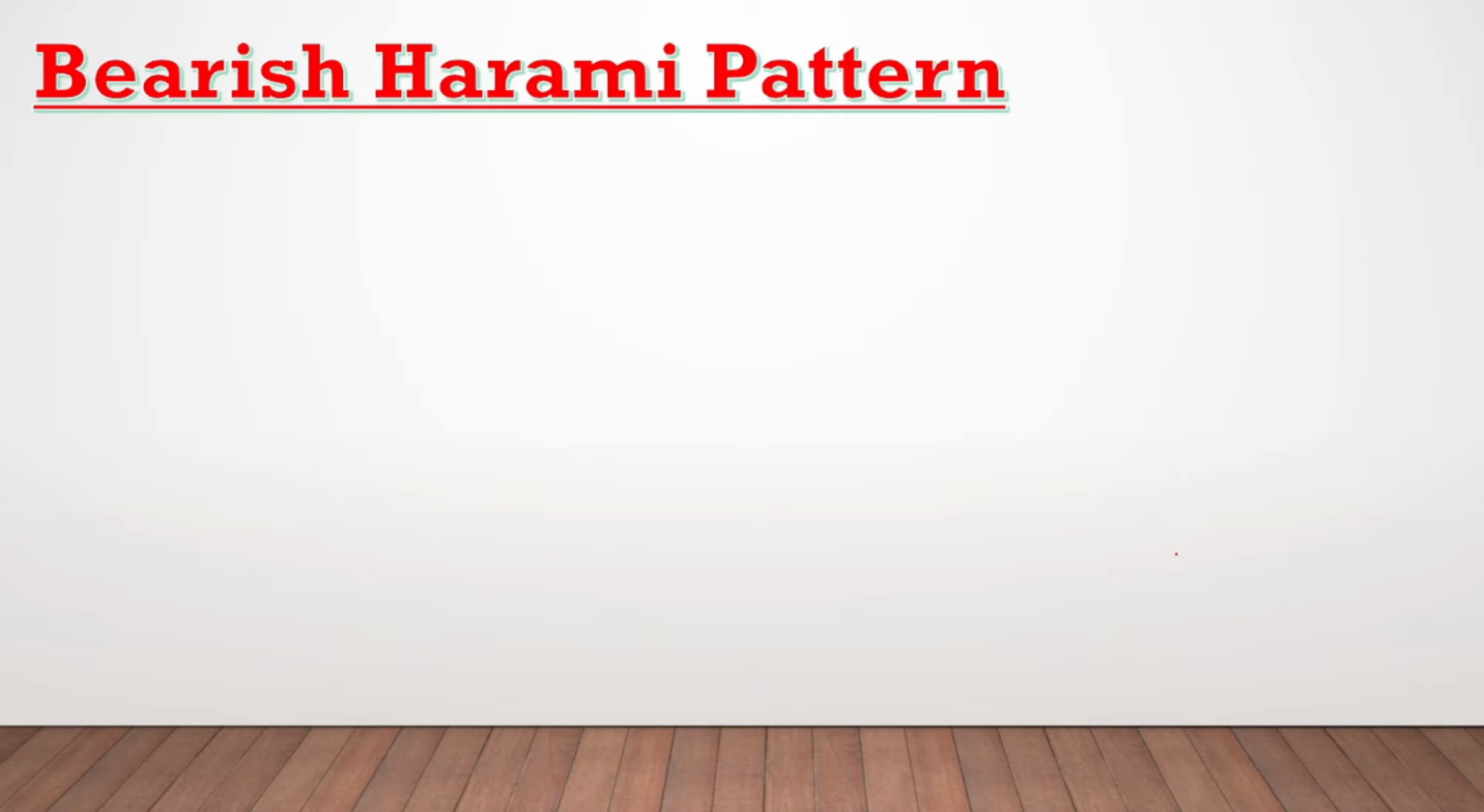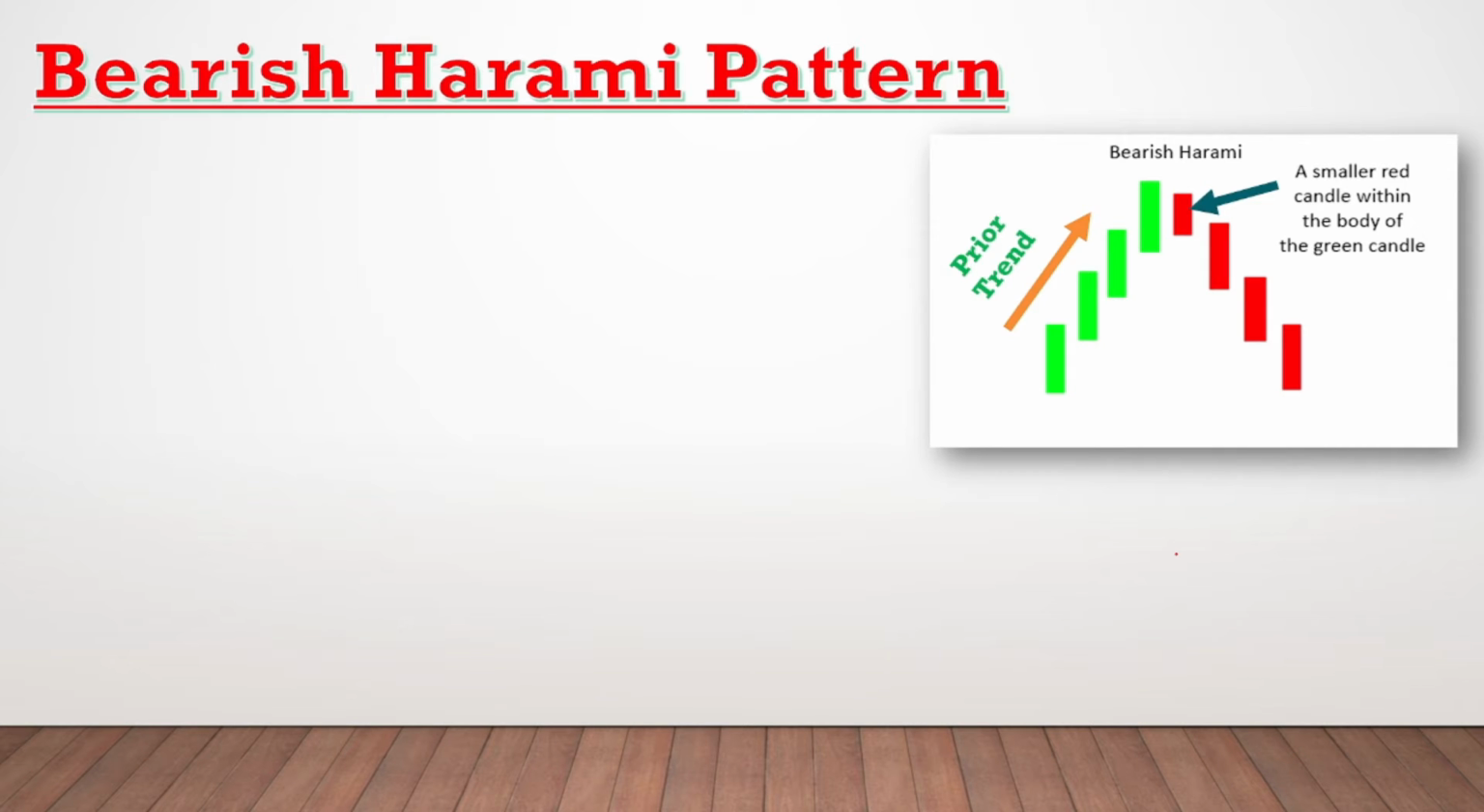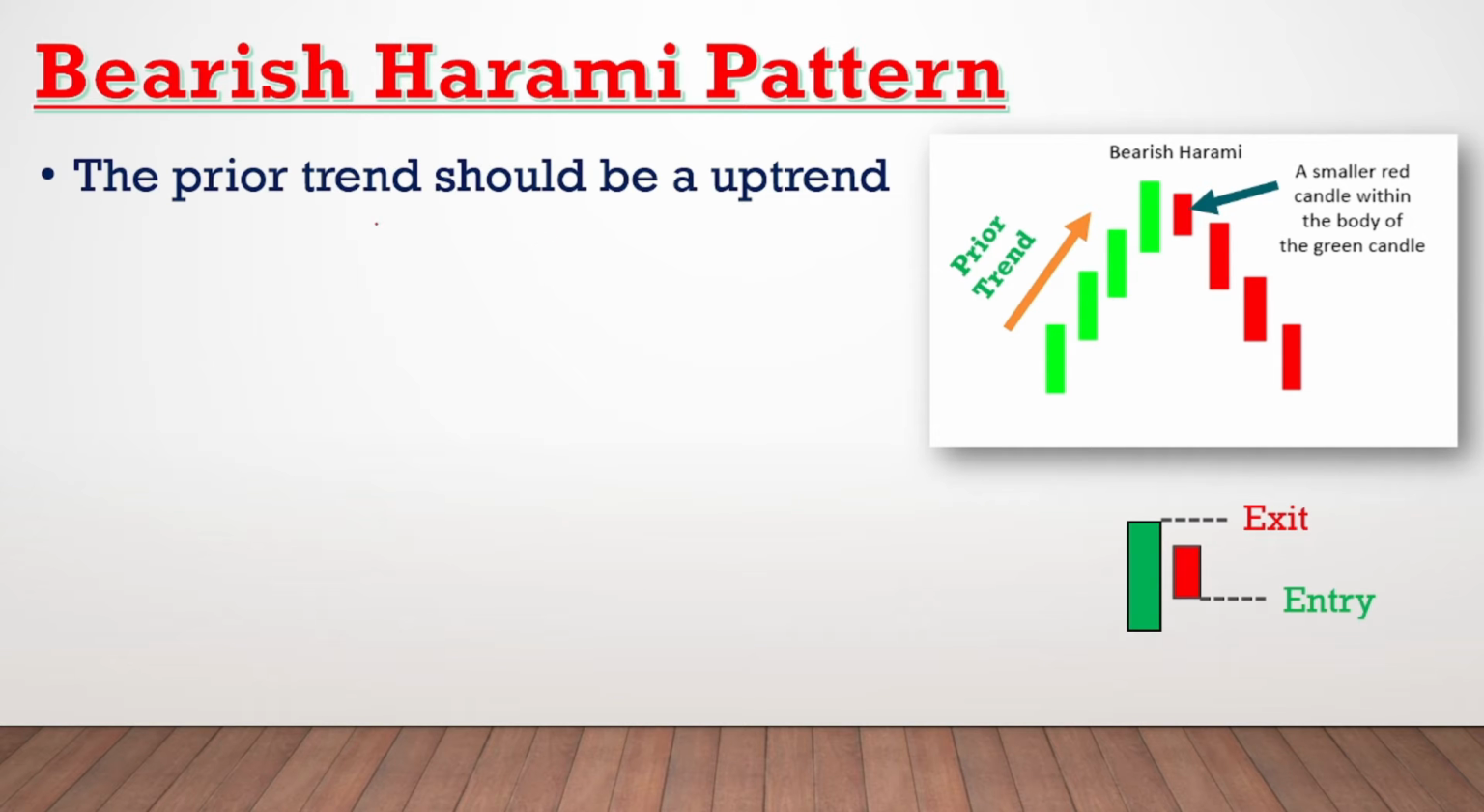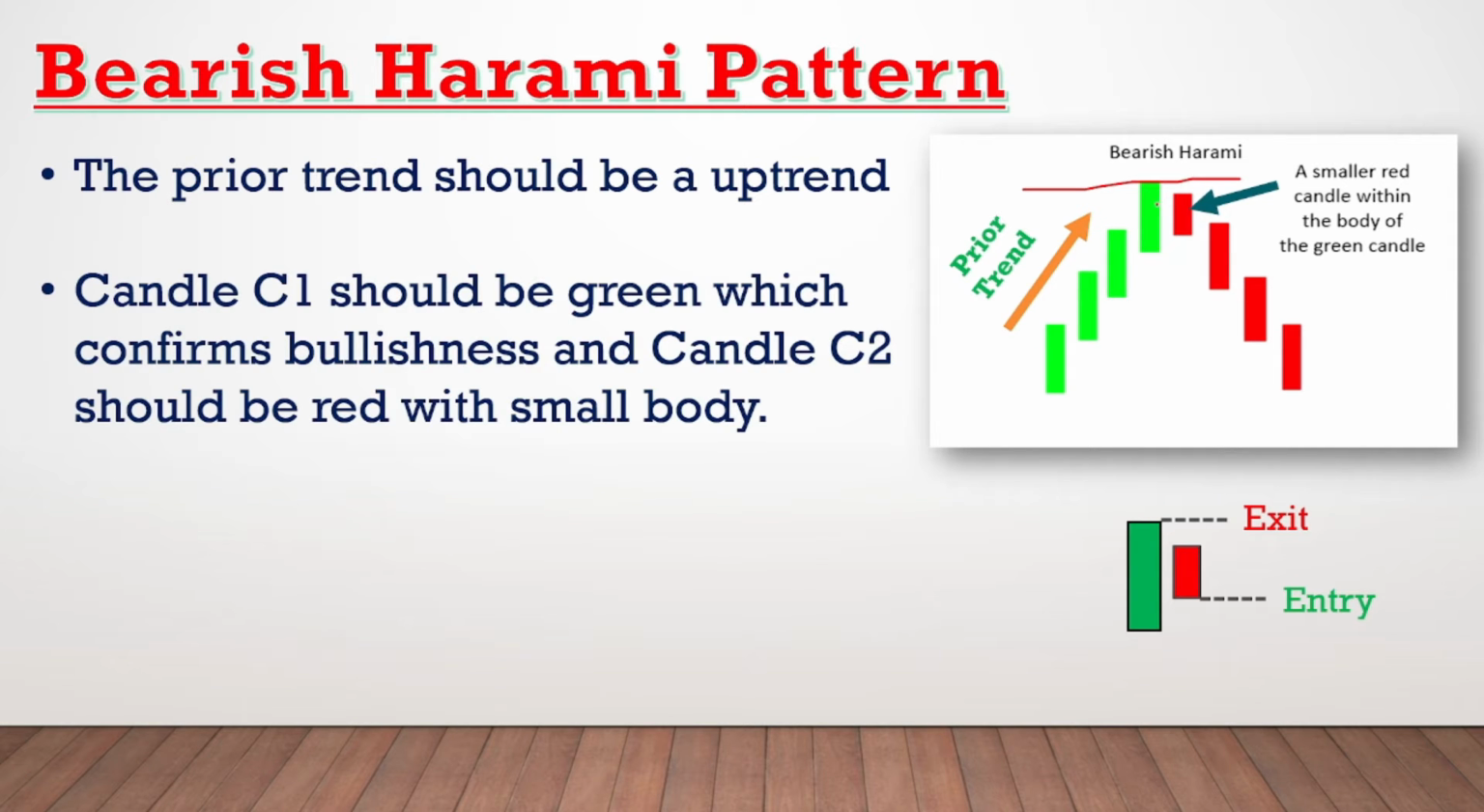Now let us try to understand the bearish Harami pattern, friends. It is quite opposite to the bullish Harami pattern that we have discussed. Let us try to understand some of the important points regarding this pattern. The first thing, the previous trend should be an uptrend, which indicates that bulls are in absolute control over the market. Here, let's suppose this is candle C1 and this is candle C2. Candle C1 should be green, which confirms the bullishness, and candle C2 should be a bearish candle with a small real body.